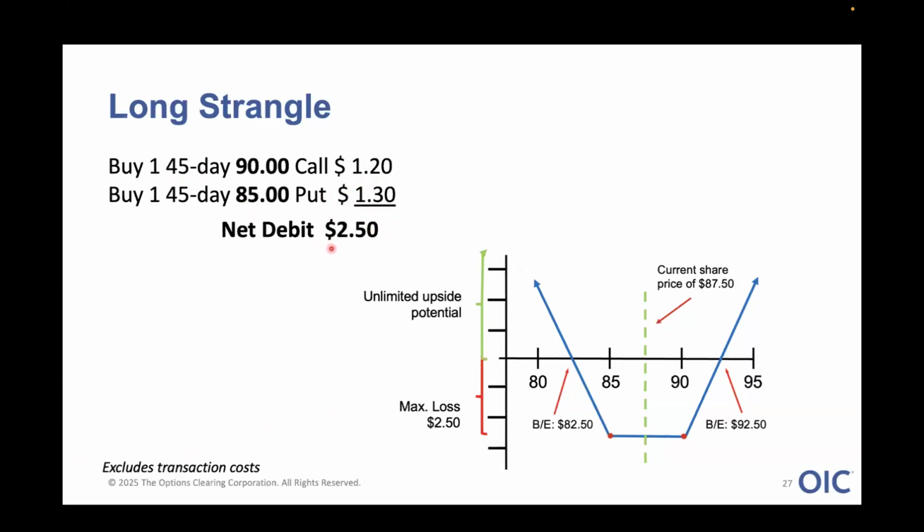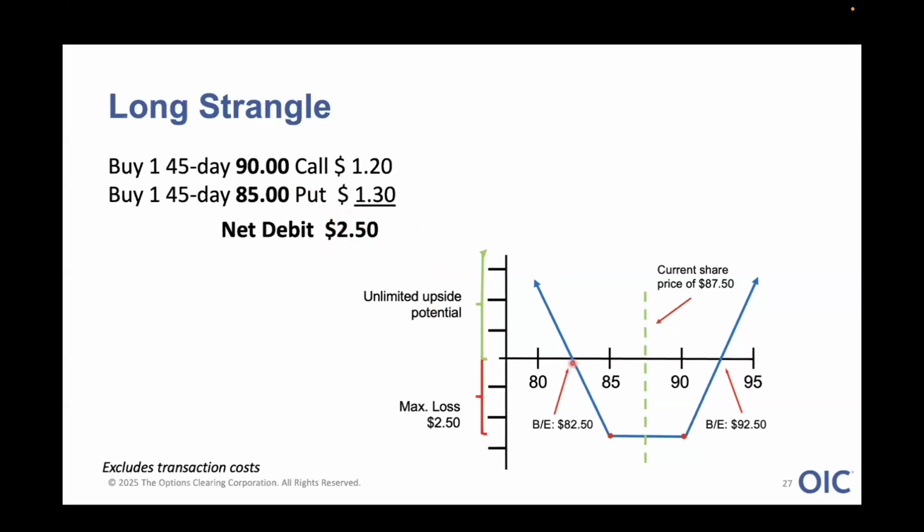It's 250 versus 400, but as you can see, my break evens are further apart. So I need an even bigger move, both to the upside and downside. So at expiration, we need the stock to be either at 92 and a half or above to at least break even or make money on this position.